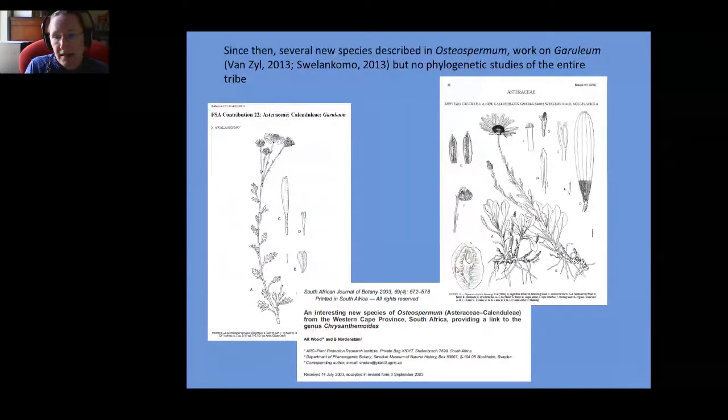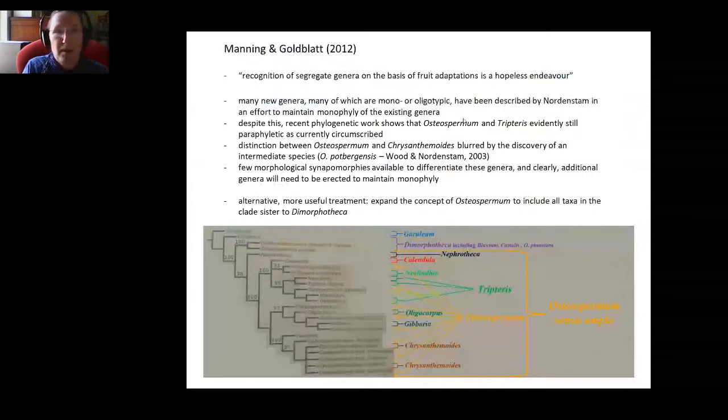Subsequently, there have been more taxonomic studies done, mainly some new species described in Osteospermum and a taxonomic revision of Garuleum produced, but there have been no further phylogenetic studies of the entire tribe. In 2012, in the Cape Plants book, Manning and Goldblatt stated that this recognition of segregate genera on the basis of fruit adaptations is a hopeless endeavor. And they spoke about how many of these new genera, mono or oligotypic genera, just a few species, were described by Nordenstam in an effort to maintain monophyly of the existing genera. But the phylogenetic work shows that Osteospermum and Tripteris are evidently still paraphyletic.